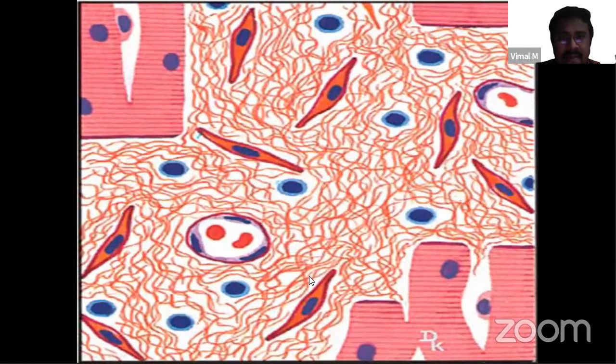In 2 to 8 weeks, the collagen is fully laid down, and you get the completely formed scar tissue, which is composed of collagen and fibroblasts.